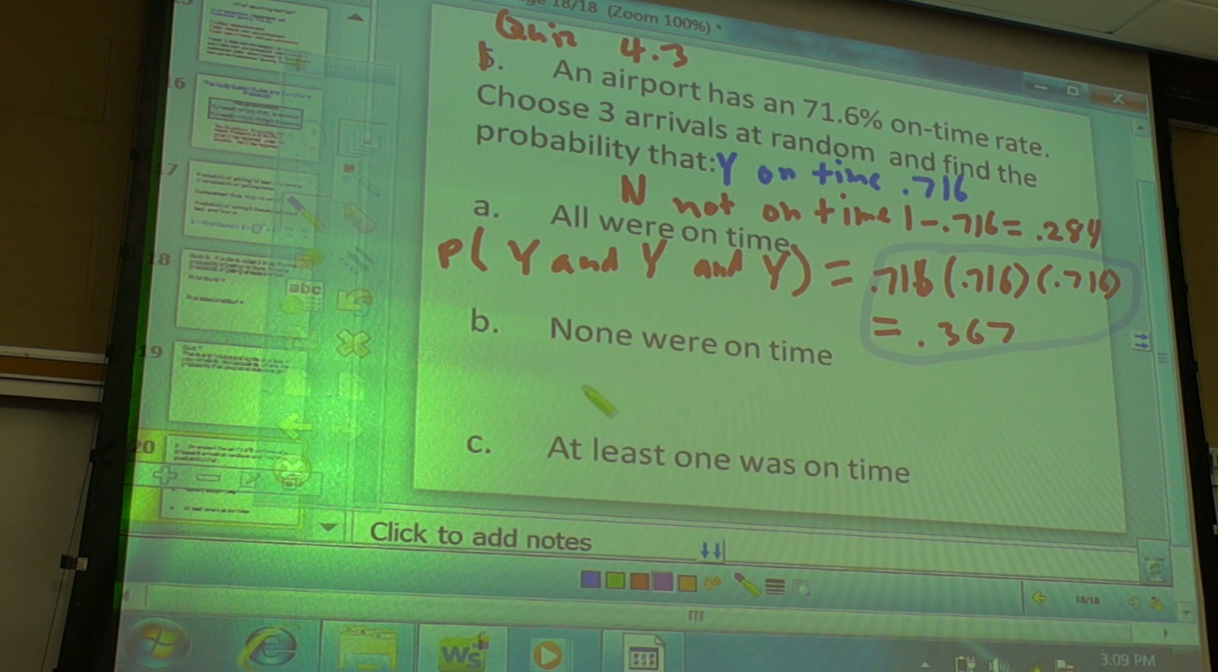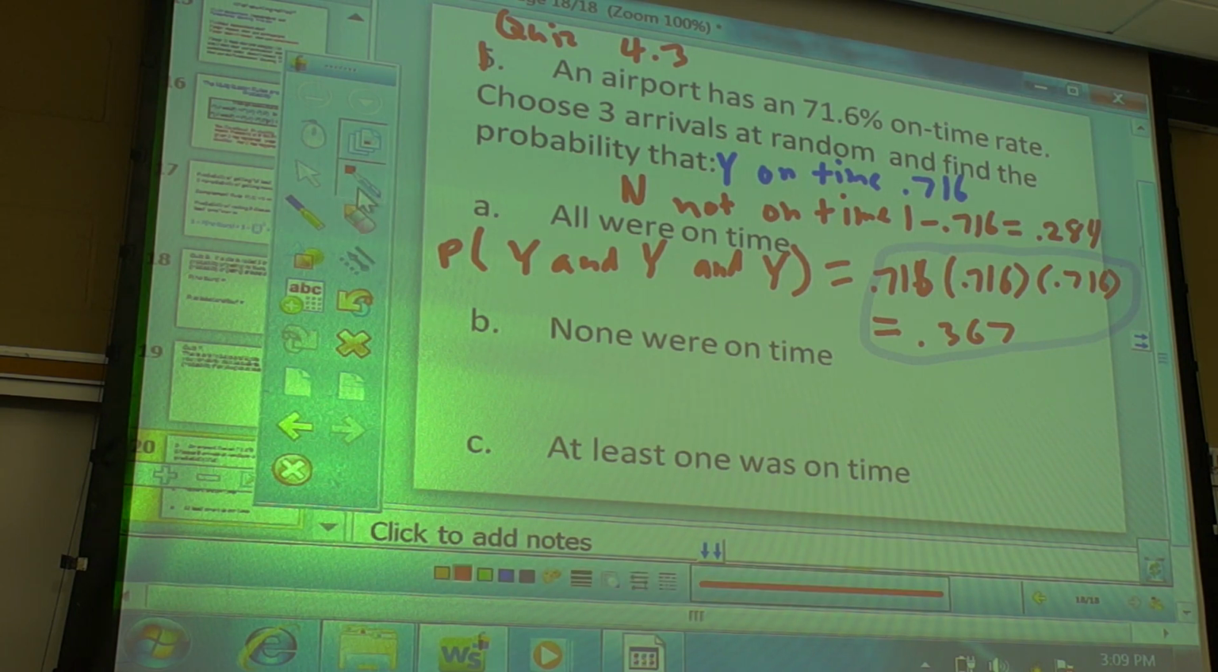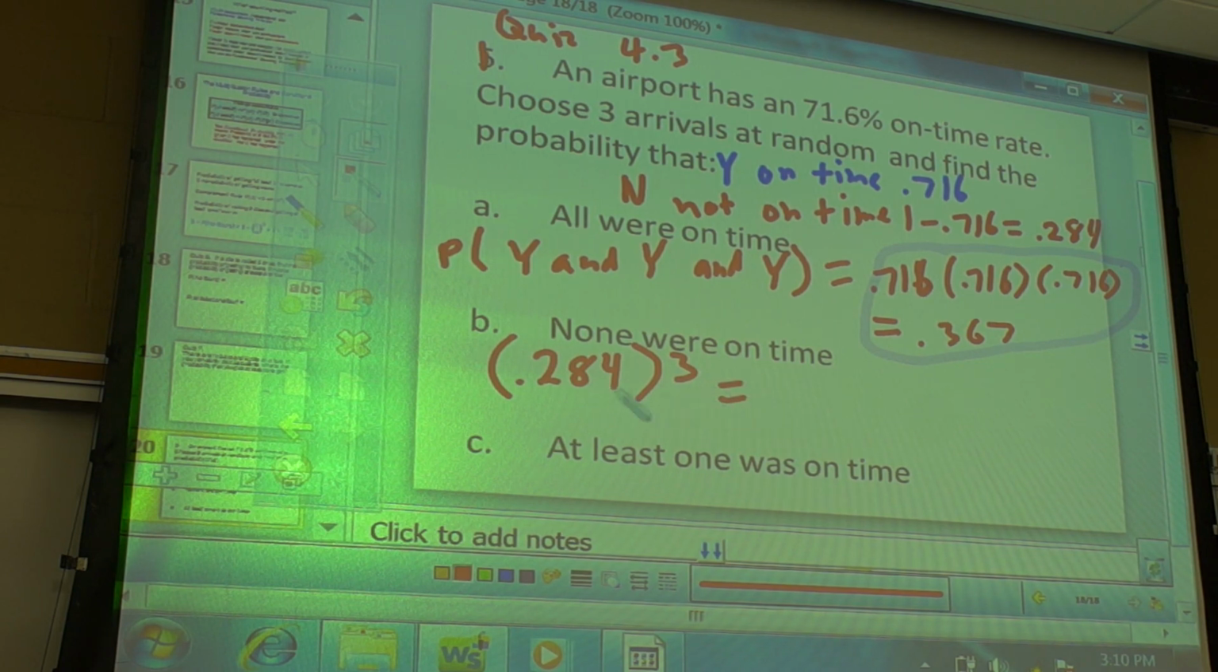Good? All right. None were on time. Aha. So it means no, no, no. That means, what's the probability of that? It's a no. Sorry. Yeah, 0.284. And I want all 3 of them, so you can raise that to the third power. Good. So the bare minimum I need on the exam is 0.284 to the third power. And what did you get when you did that? 0.023. Good. 3 decimals is good?